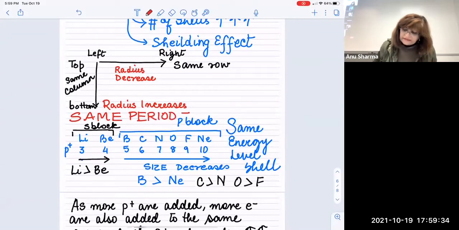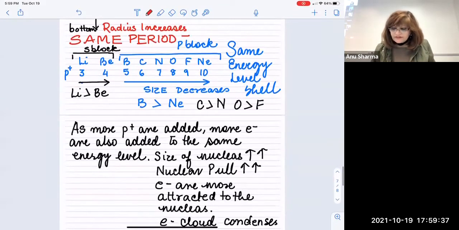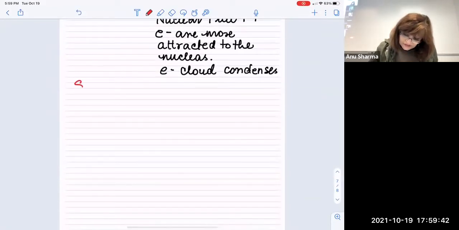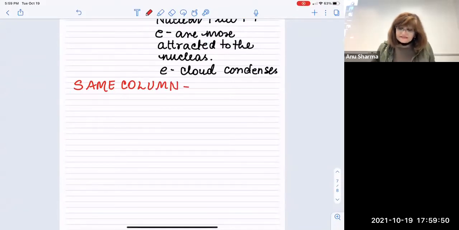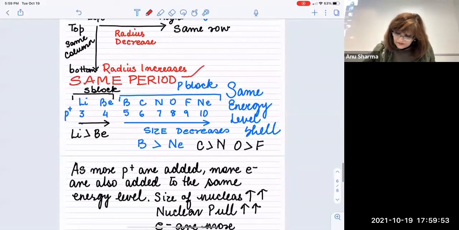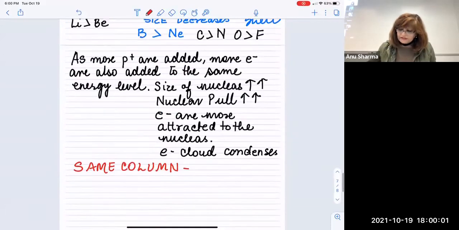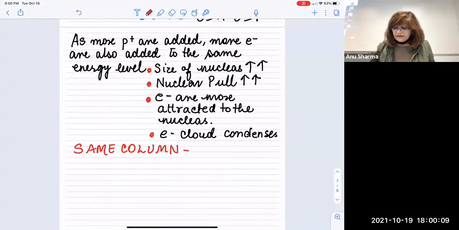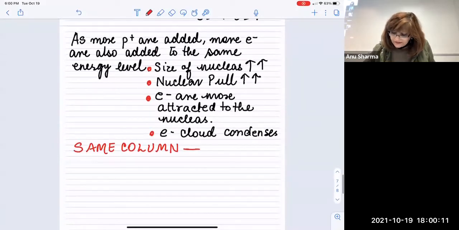So if you're comparing things in the same period, moving left to right is going to decrease the size. That's one piece. Next is in the same column. What happens in the same column? Same column, when you go from top down, the size increases. In the same period, the size is decreasing. For these reasons explained, electrons are more attracted to the nucleus, and the electrons condense. In the same column, the size increases.